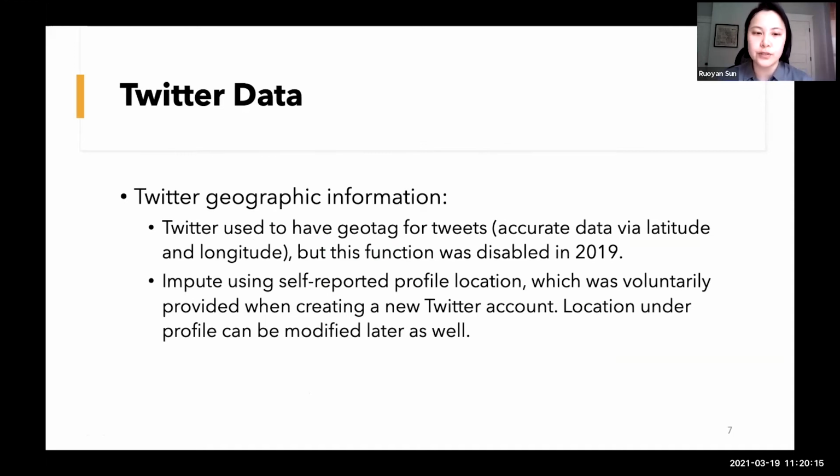What we use right now is geographic information from the self-reported profile location, which was voluntarily provided when creating a new Twitter account. This location on the profile can be modified later as well. But because this is self-reported, the accuracy or the quality of this data is slightly problematic, not as accurate as what it used to be with geotag information.